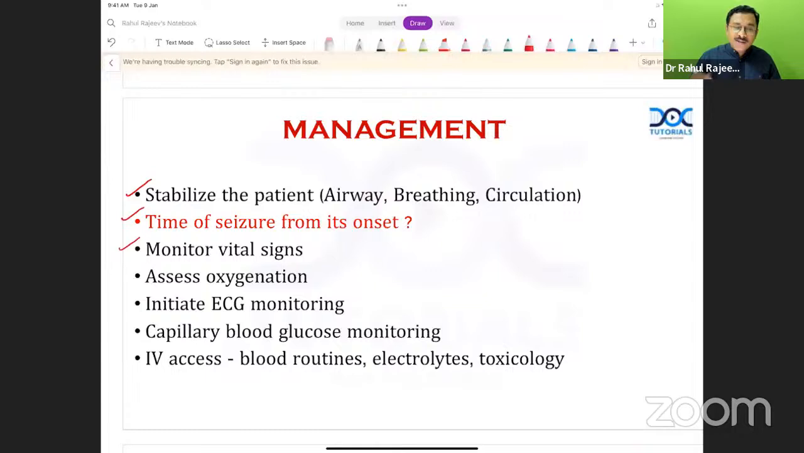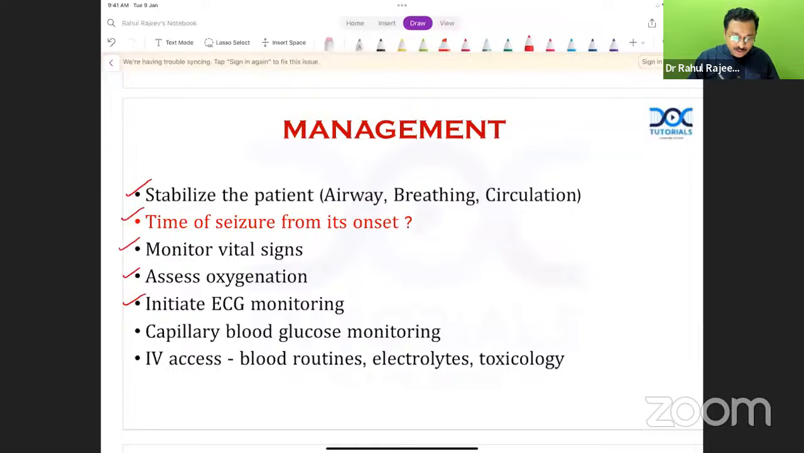You have got to monitor the vital signs. You have got to assess the oxygenation, and you have to put an oxygen mask. Initiate ECG monitoring, which is very important because a patient with status epilepticus can have cardiovascular complications. And not just that, while you initiate anti-epileptics, especially if you're giving the patient phenytoin or fosphenytoin, you have to watch out for development of any arrhythmias as well.